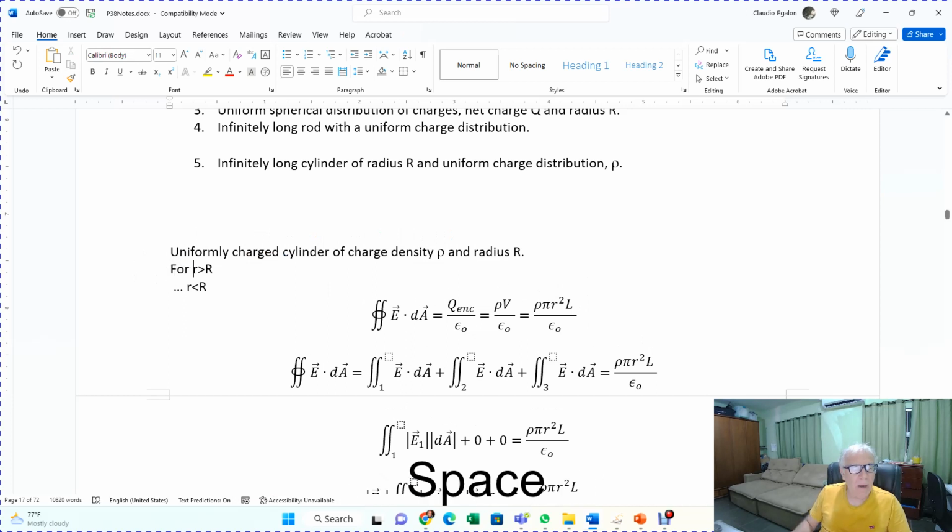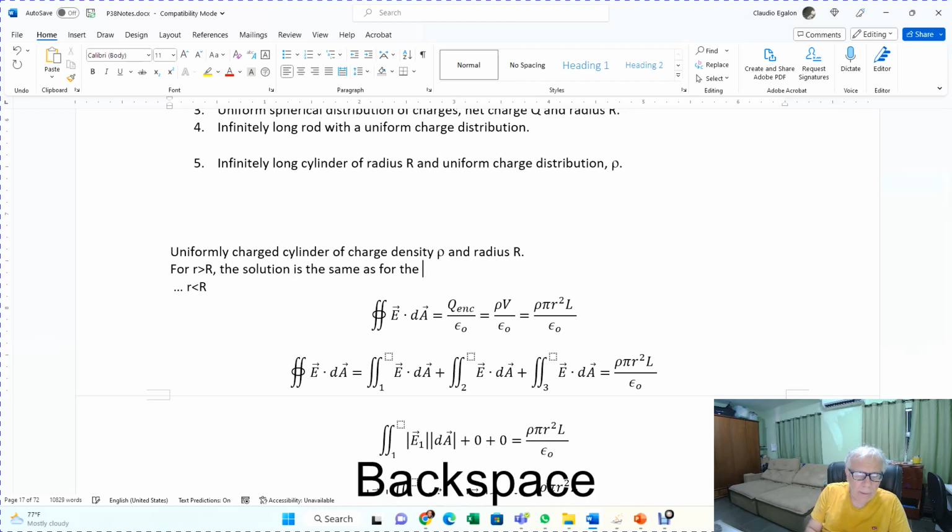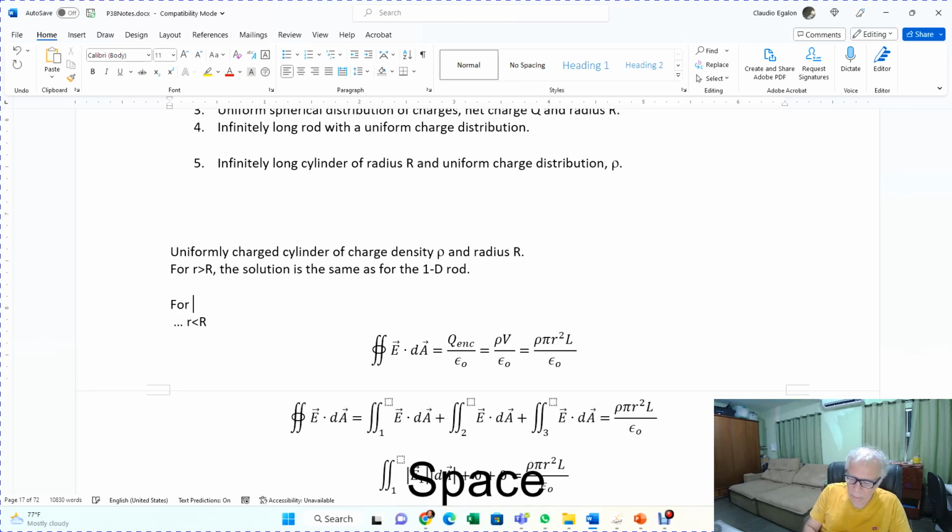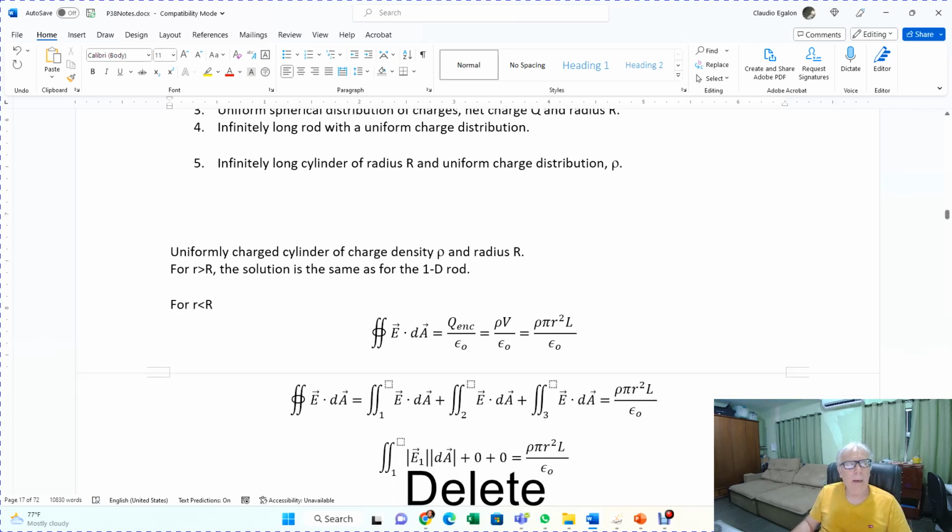For lowercase r greater than big R, the solution is the same as for the 1D rod. Now, for r less than big R, the situation is going to be a little bit more difficult.